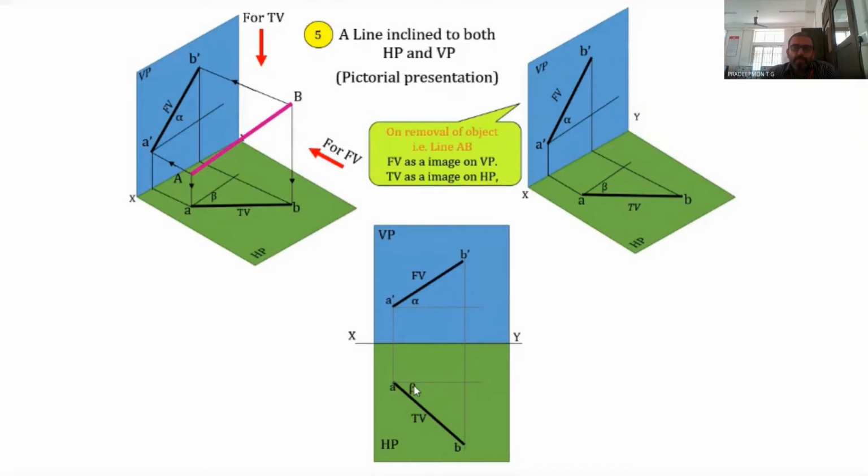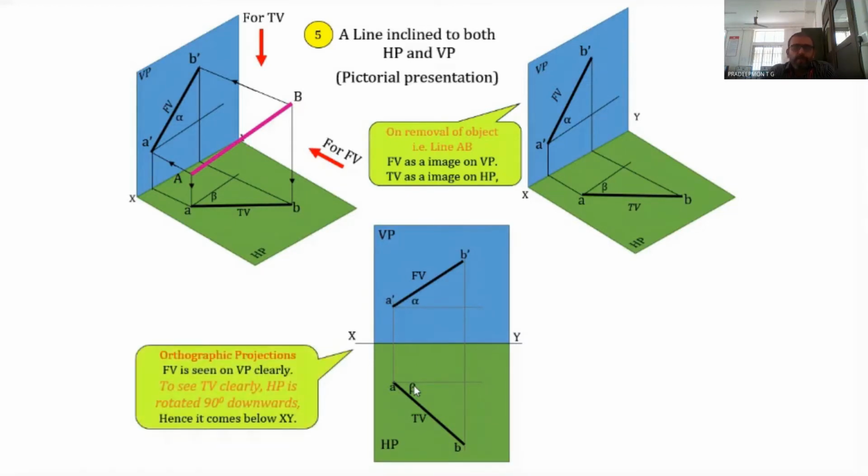But in this case, none of the views are parallel to the XY line. So the front view is seen on VP clearly, and the top view is on HP, and hence the top view becomes below the XY line. So this is how the arrangement will look. And we have discussed that none of the views is parallel to the XY line, since it has inclinations to both HP as well as VP. So that is the concept.